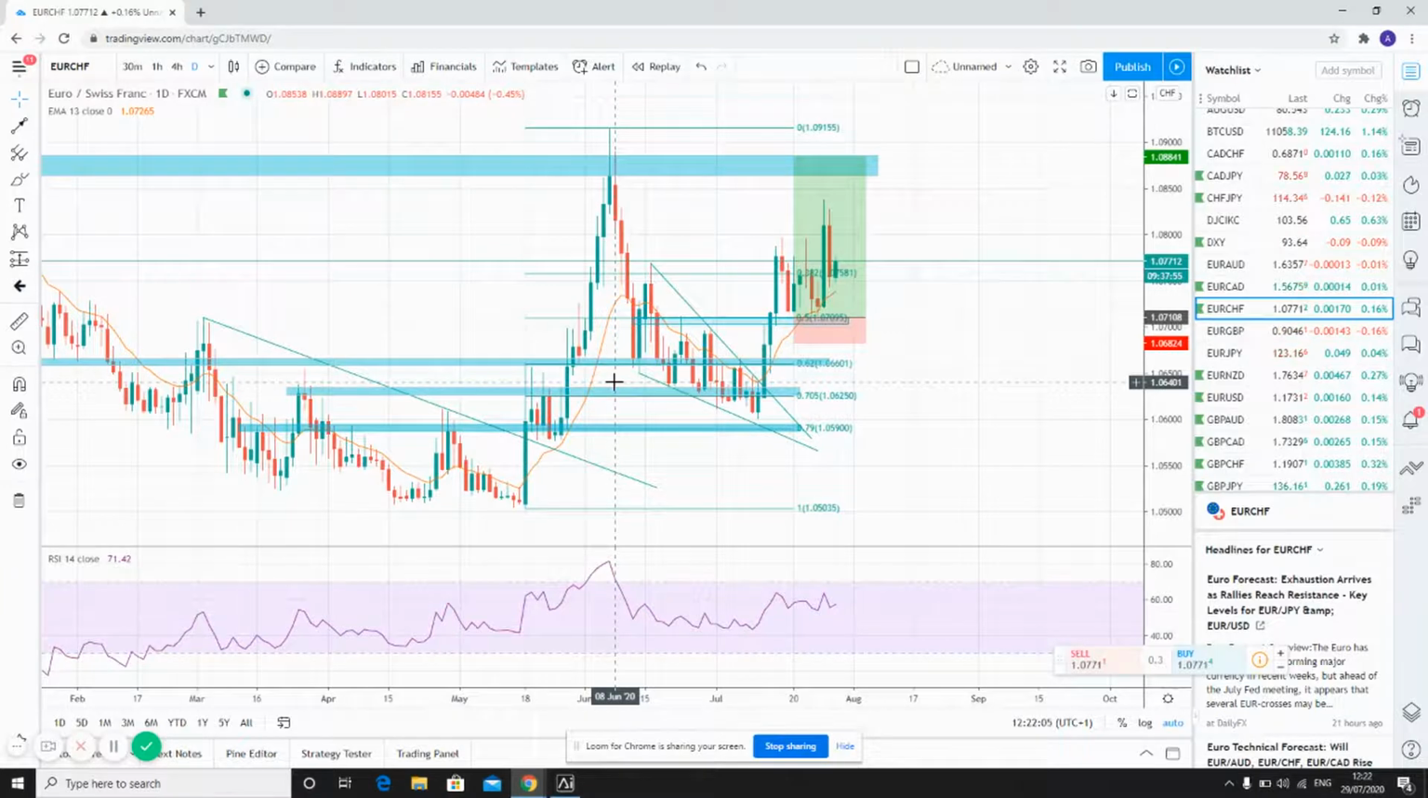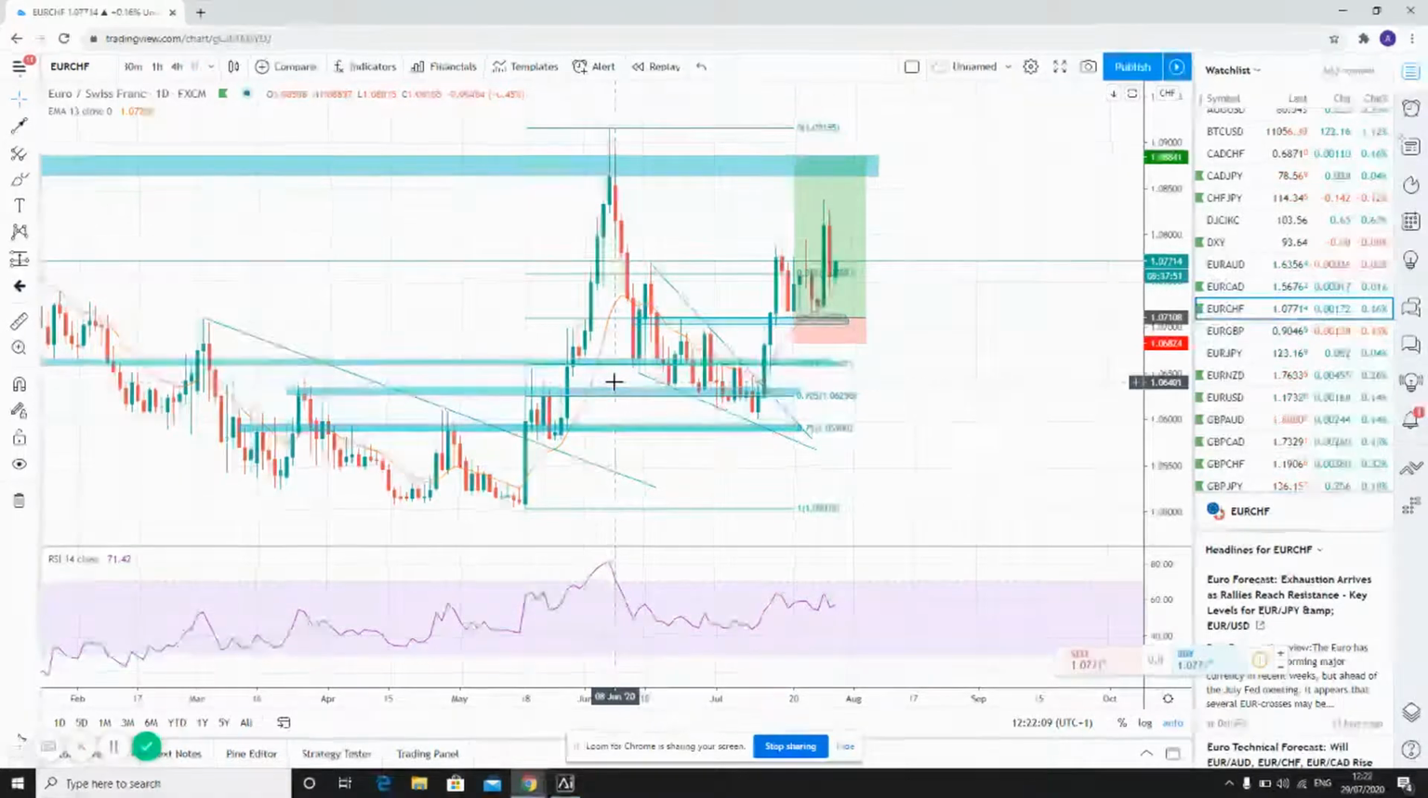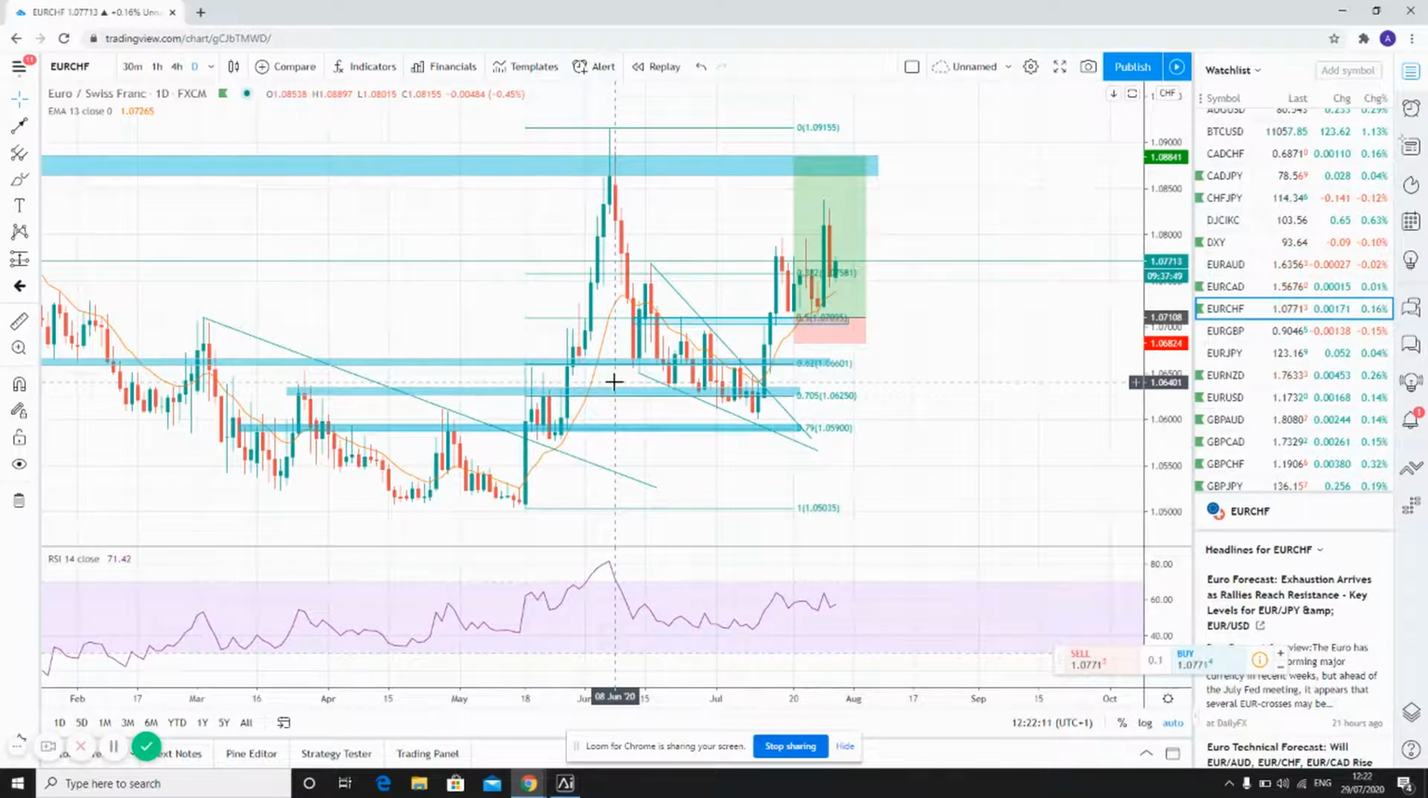Just be patient with the price action. Use the 1 hour to 4 hour for entries, and then set your stops below the last lows on the 4 hour. And that would be my best suggestion to do with trading that.